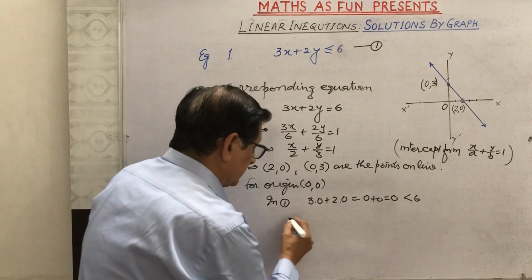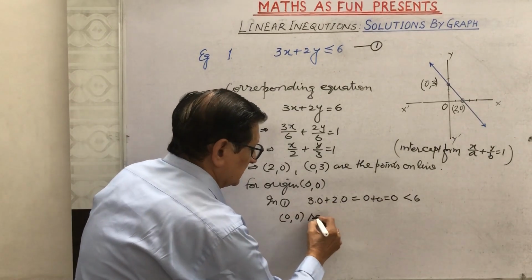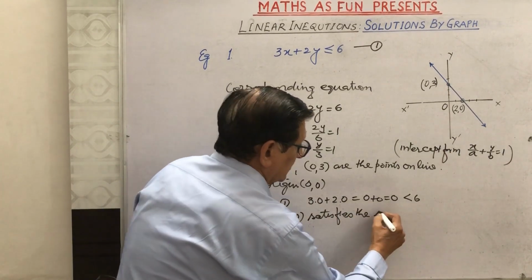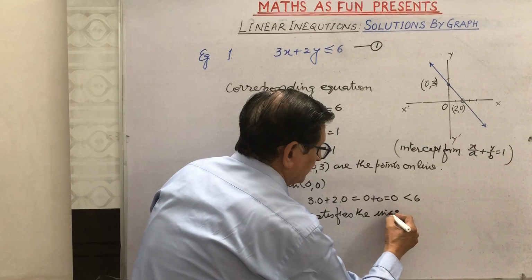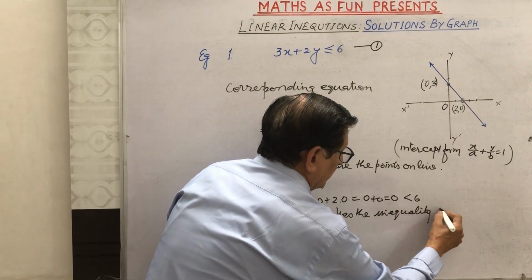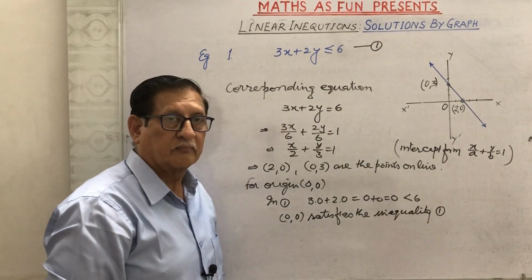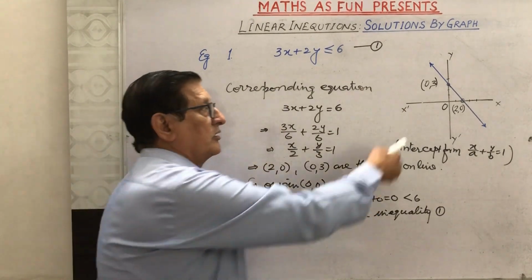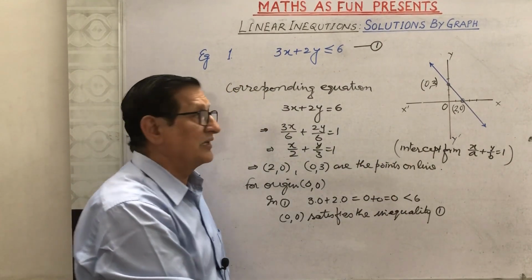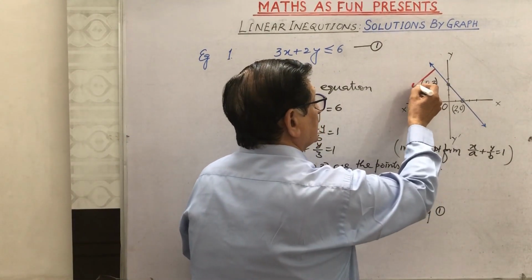So we can write here that (0, 0) satisfies the inequality 1. So we shade this portion in which the origin lies, and that is here, like this.